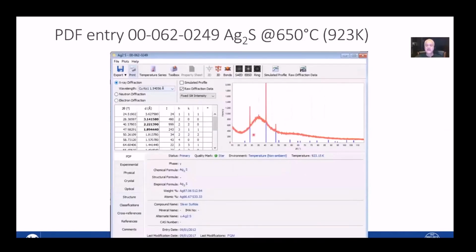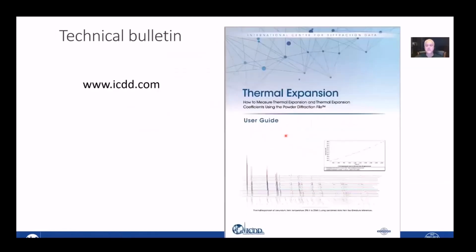So we can take that data and put the raw data in the diffraction file so that not only do you get a list of peaks from d-spacings and intensities and the HKLs because we know the unit cell, but you also can see that raw data and understand, when you're looking at it yourself, that it's due to the fact that you have the silver ion migration in this phase.